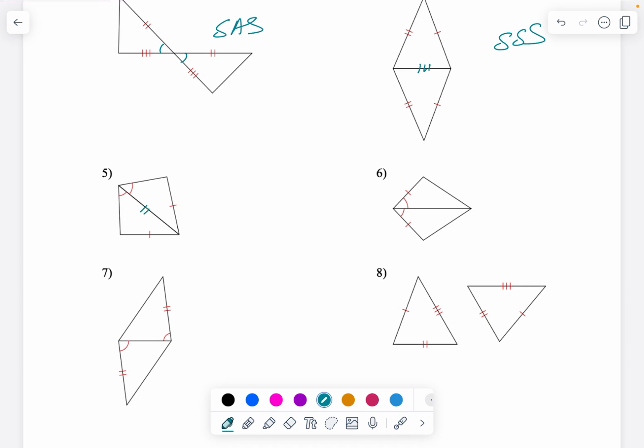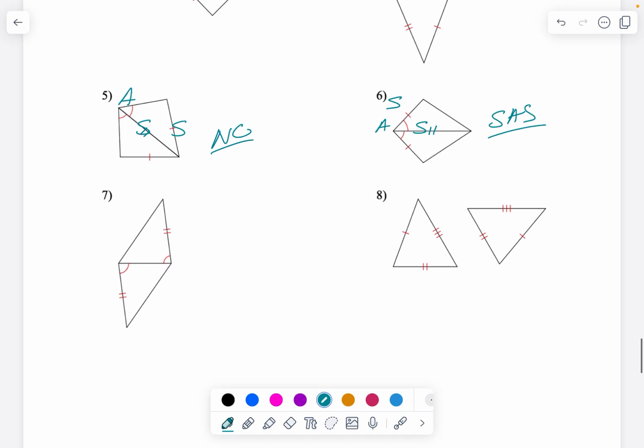We can mark that third side, but notice this is an ASS situation, right? So that is no, it's not side, angle, side. This one, however, is side, angle, side. So that's yes. This one, side, angle, side. And finally, side, side, side.